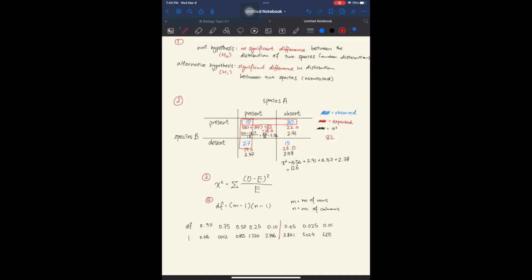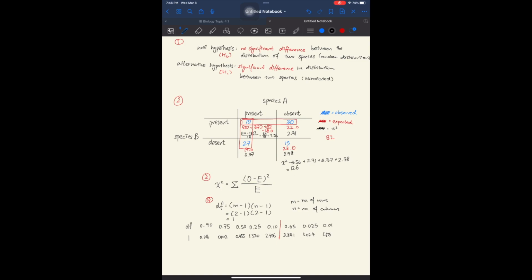To determine that, the degree of freedom is m minus 1 multiplied by n minus 1. So m is the number of rows and n is the number of columns. So in our case, we have 2 rows and 2 columns, which gives just 1. So df is always 1 when we're only comparing 2 species.